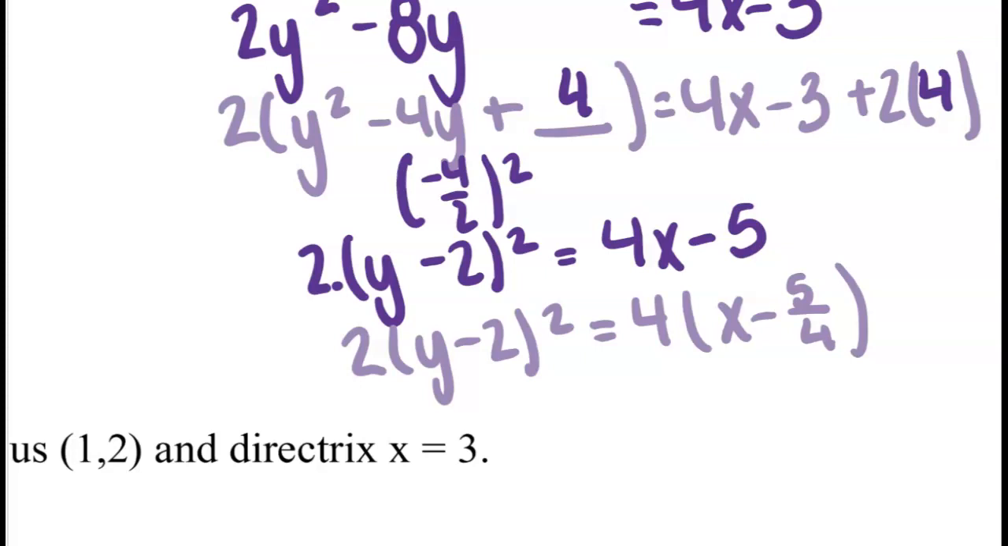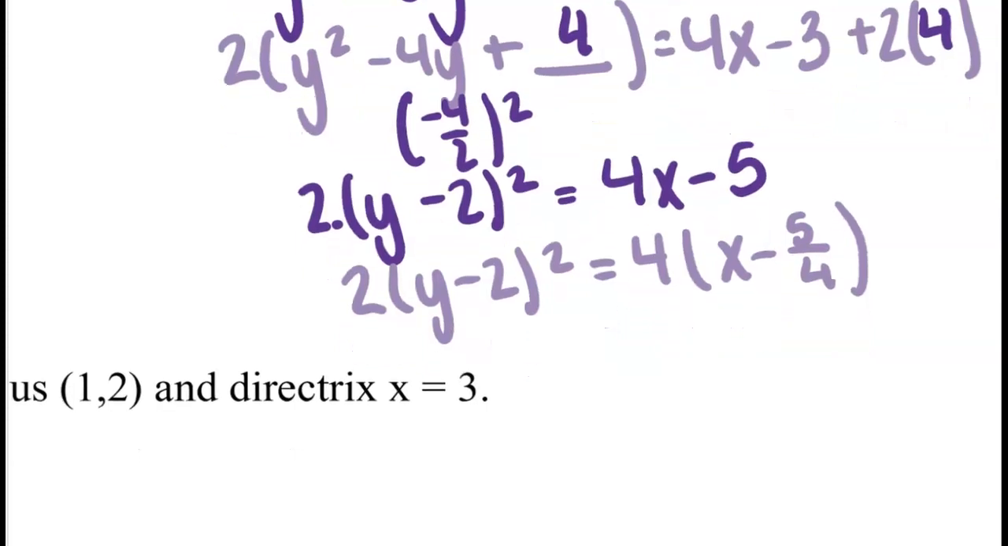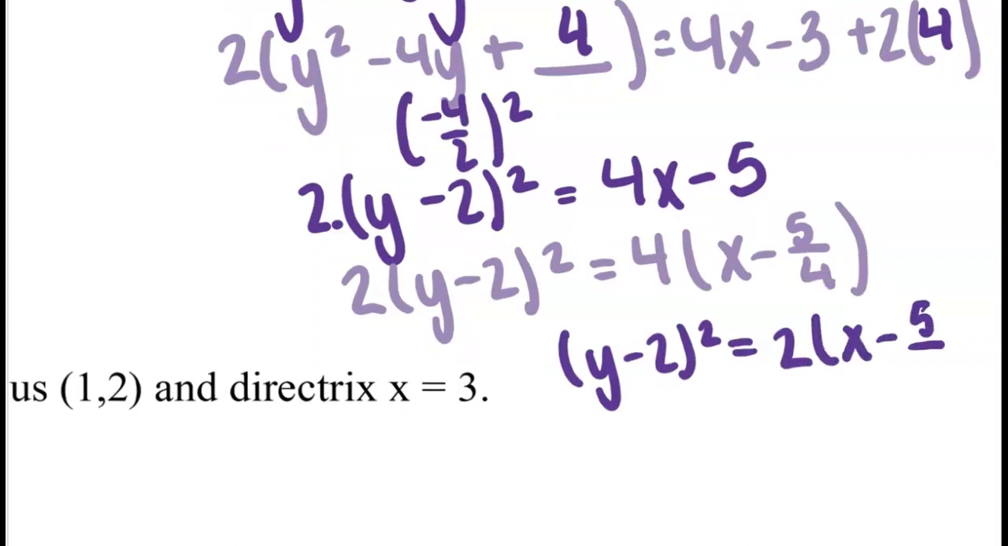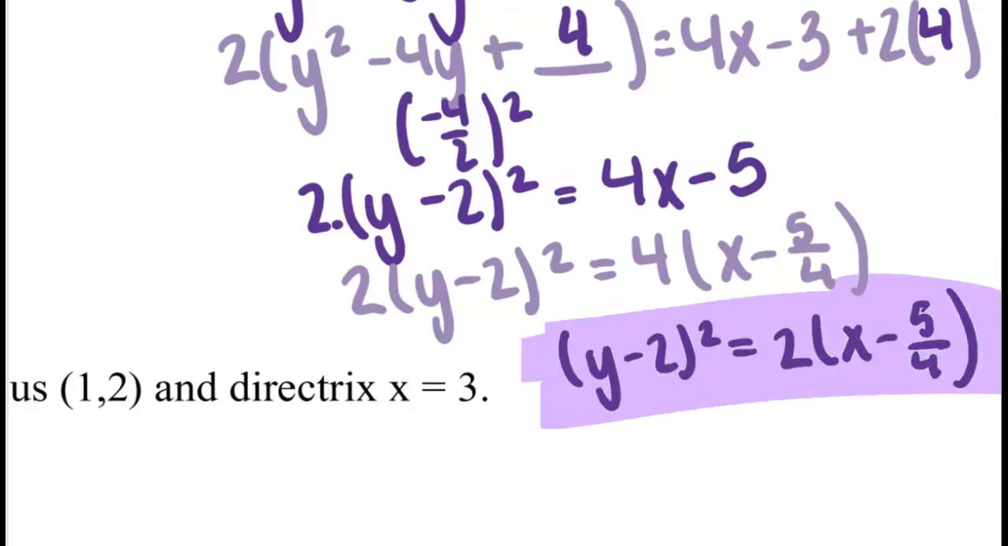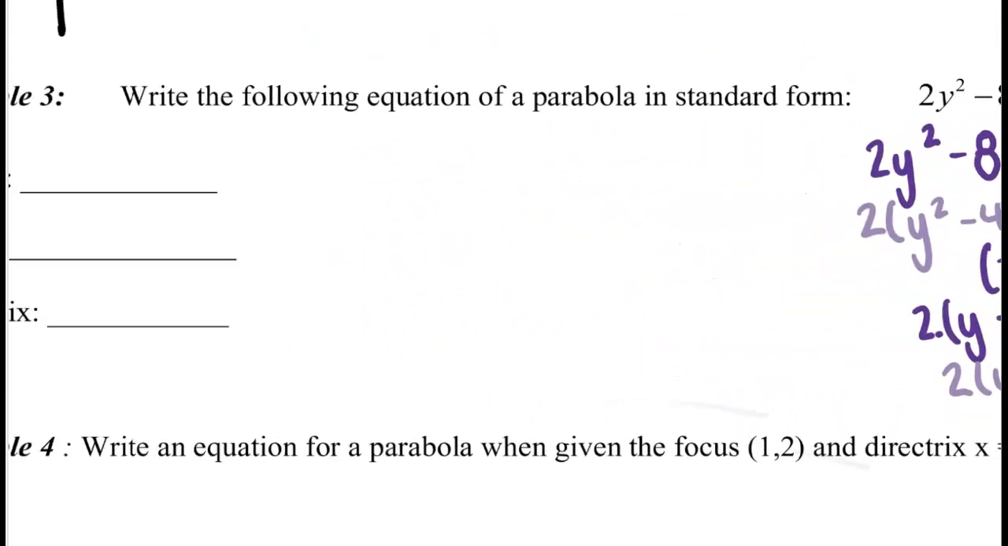And then last but not least, I need to divide both sides by 2 because in standard form, you need to have your y squared by itself. So I'm left with y minus 2 squared is equal to 2 times x minus 5/4. So this right here is the standard form of our parabola. Now I can answer these questions to the left.